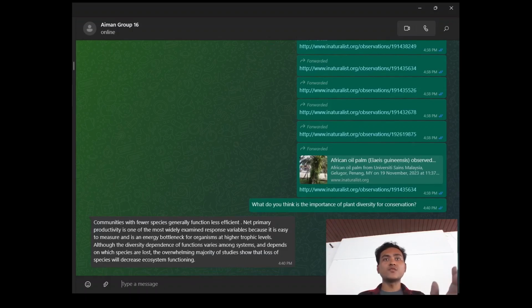Aiman's answer is communities with fewer species generally function less efficiently. Net primary productivity is one of the most widely examined response variables because it is easy to measure and is an energy bottleneck for organisms at higher trophic levels. Although the diversity dependence on function varies among systems and depends on which species are lost, the overwhelming majority of studies show that loss of species will decrease ecosystem functioning. A truly unique answer, Aiman.